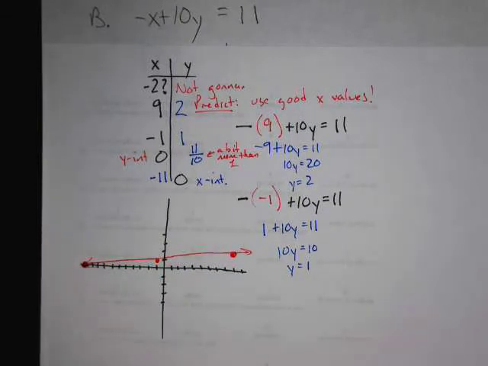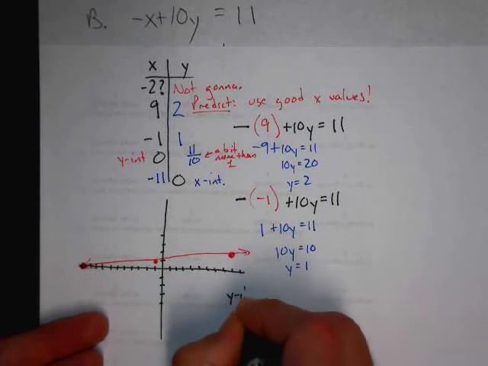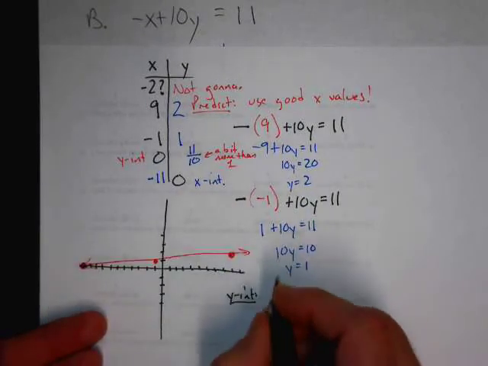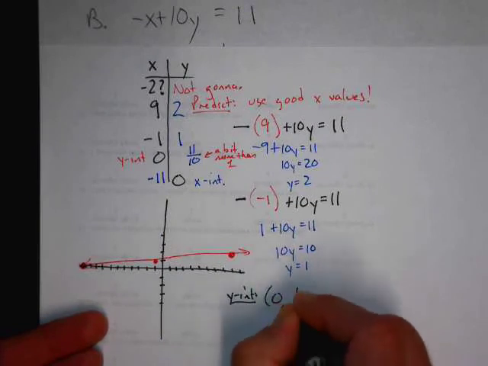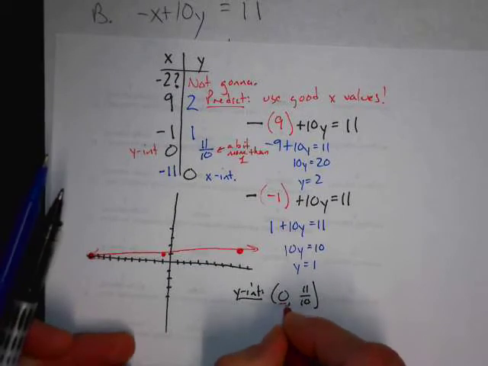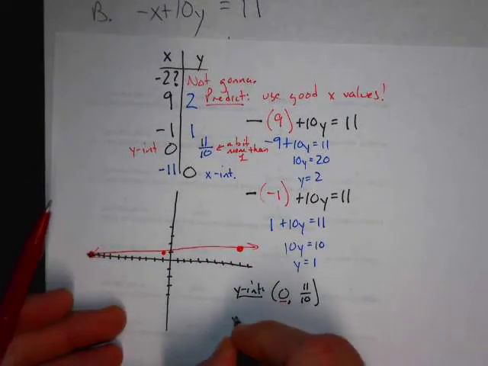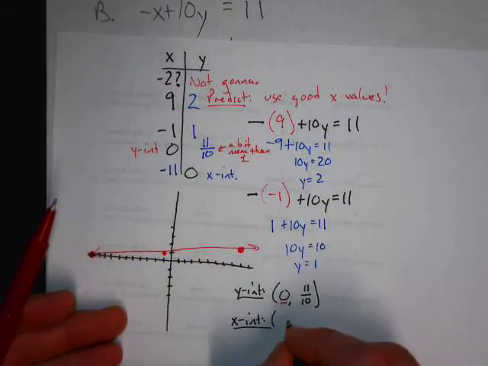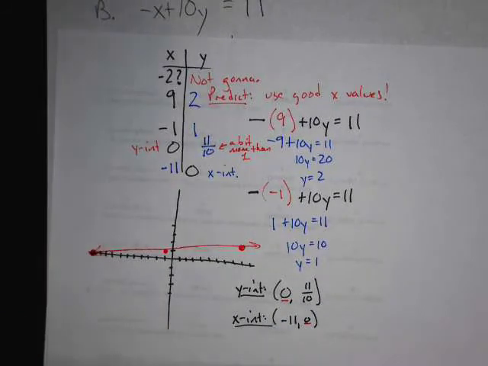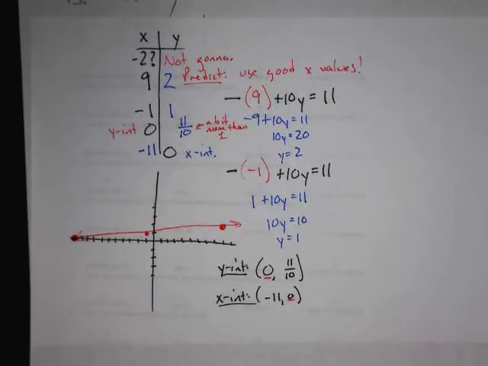So there's my graph, and I can easily see from my table of values that my y-intercept, when x is 0, is 11 over 10. Since my y-intercept is when x is 0. And my x-intercept is negative 11, 0, because my x-intercept is when y is 0. So I've answered that question. So far, so good? Awesome.